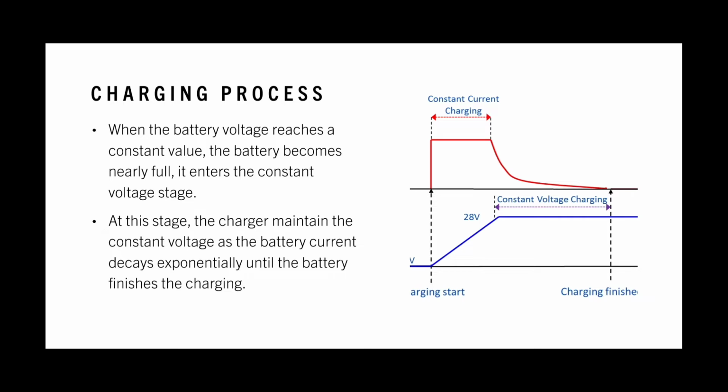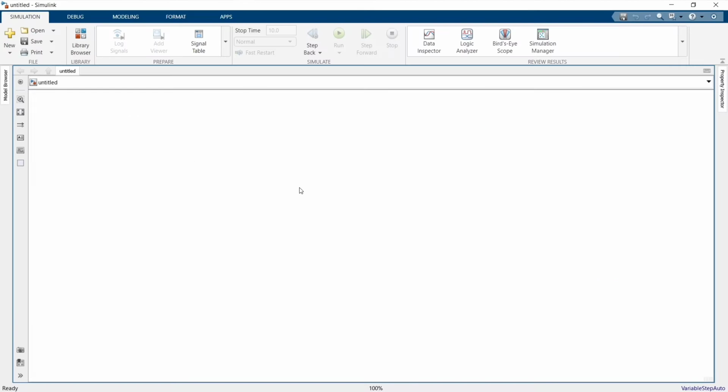So let's design this constant current and constant voltage charging method for a charger controller using MATLAB and Simulink. I have opened a Simulink workspace. In this workspace, we will add our blocks in order to design a constant current and constant voltage charging schematic for our controller. These schematics can be converted to code and uploaded to the required hardware for their functionality. So the blocks that we require in order to model this are as follows.